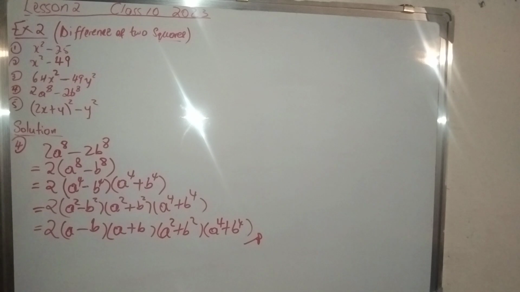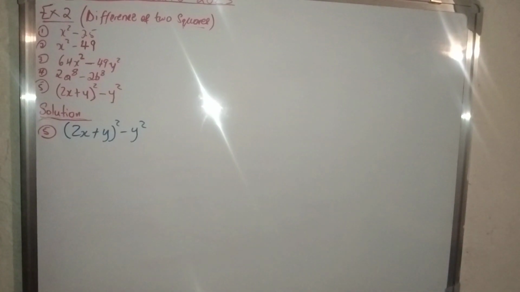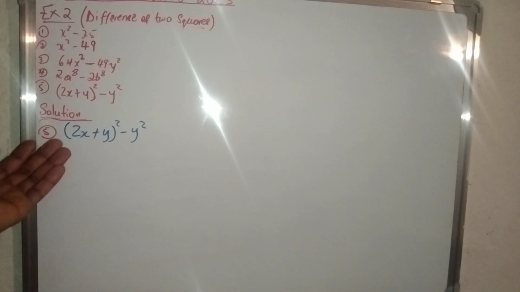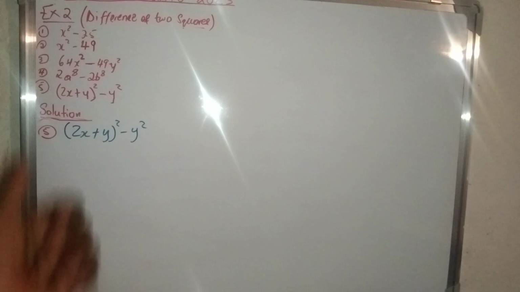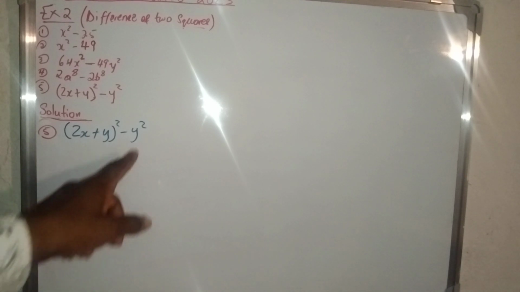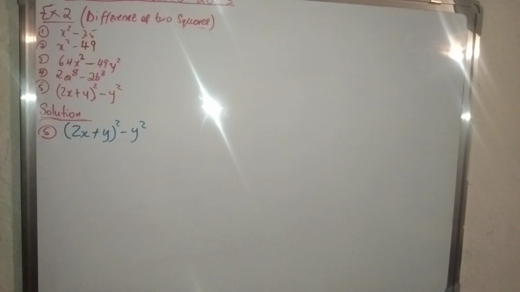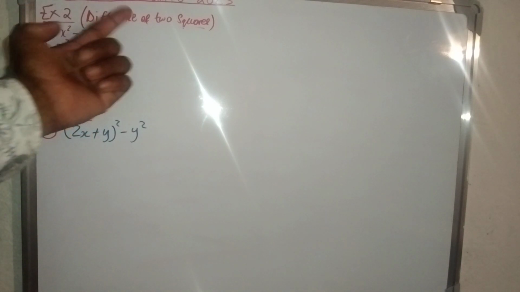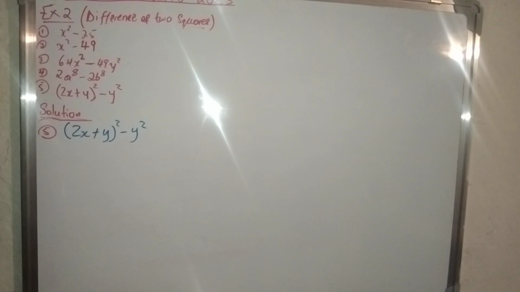Simple as that. Now let's look at the last one. Guys, please do not be confused whenever you see this 2x plus y all squared. Just treat these brackets as one term, as well as this one. Now we want to factorize this, and remember this is also a difference of two squares.